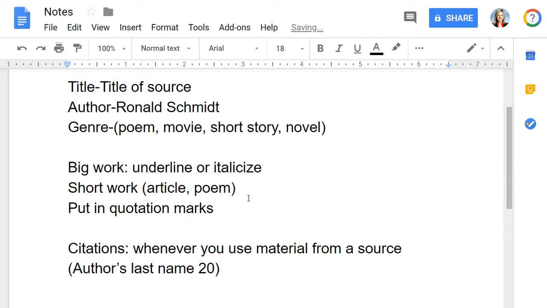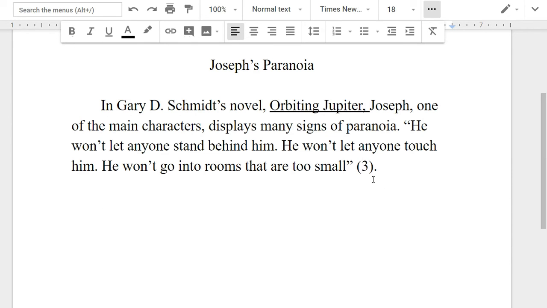So for our story, it's going to look like, how do you spell Schmidt? S-C-H. So I'm going to have his last name, Schmidt, and then the page number of our evidence is going to be 3. Always your punctuation is going to go after your parentheses. So your punctuation always moves from the end of your quote to afterwards. So when we're back in here, what do I need to add in my citation? The last name.